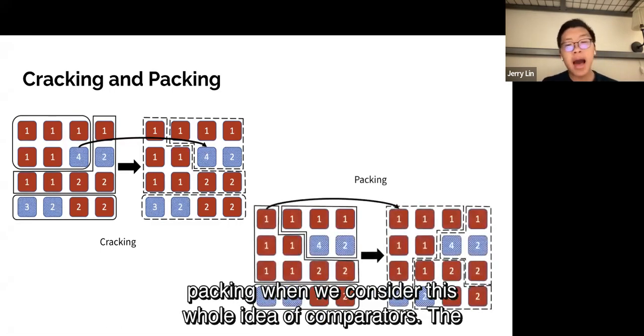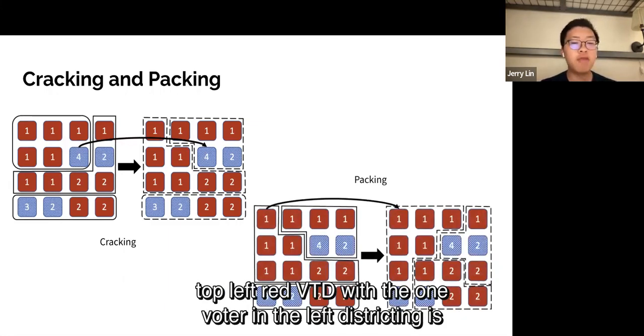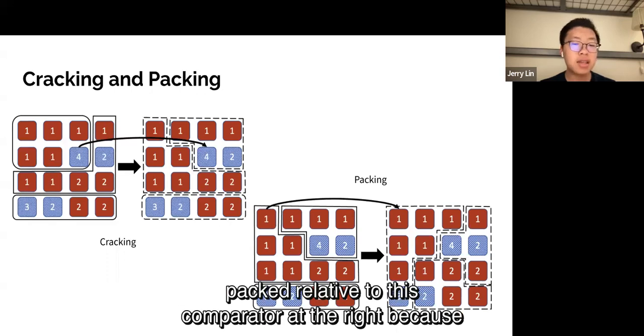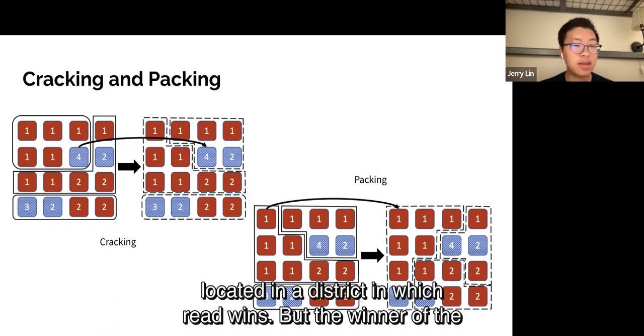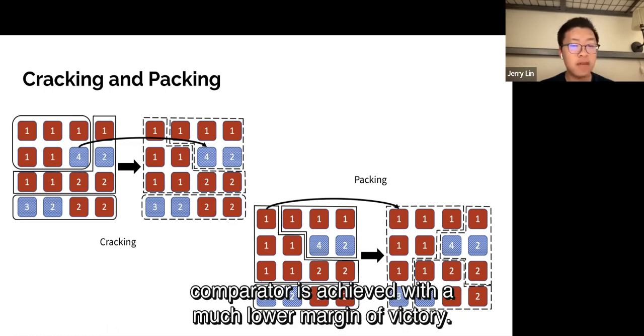Similarly, we can see a case of packing when we consider this whole idea of comparators. The top left red VTD with the 1 voter in the left districting is packed relative to the comparator at the right, because in both the left districting and the comparator, the red VTD is located in a district in which red wins, but the win in the comparator is achieved with a much lower margin of victory.